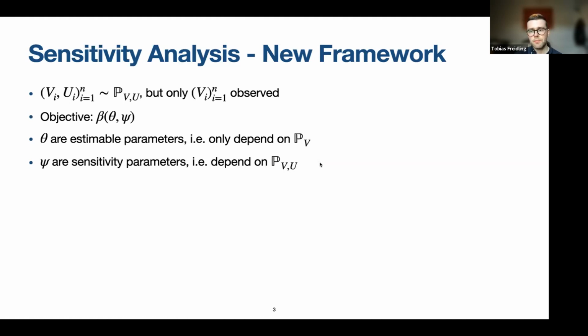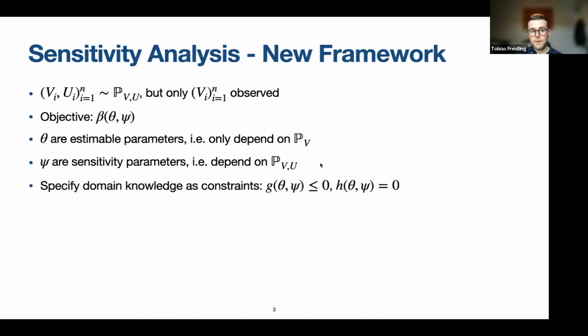So how can we still get an estimate or do inference for the objective? Well, we may consult domain experts. If I have identified this sensitivity parameter, I might ask an expert to tell me something about the constraints that they think the sensitivity parameter needs to fulfill. And these constraints can come in two ways. They can be inequality constraints or equality constraints.